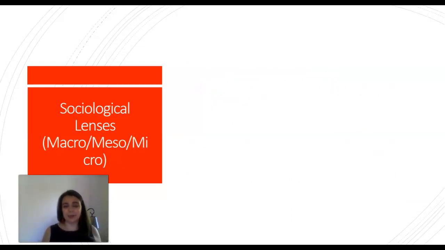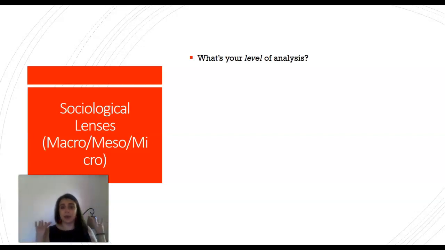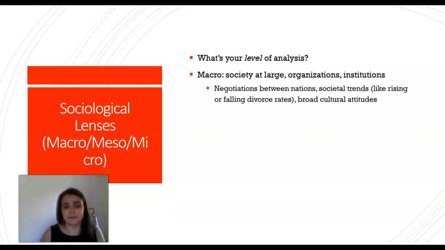And then finally, we have a different set of lenses we can use, which is essentially what level is your analysis at? If we think about looking at society through a microscope, in essence, how zoomed in are we going to get, or how zoomed out are we going to get? How small of a picture, how big of a picture are we going to take in society? If we start at the most zoomed out, we're at what we call the macro level, right?